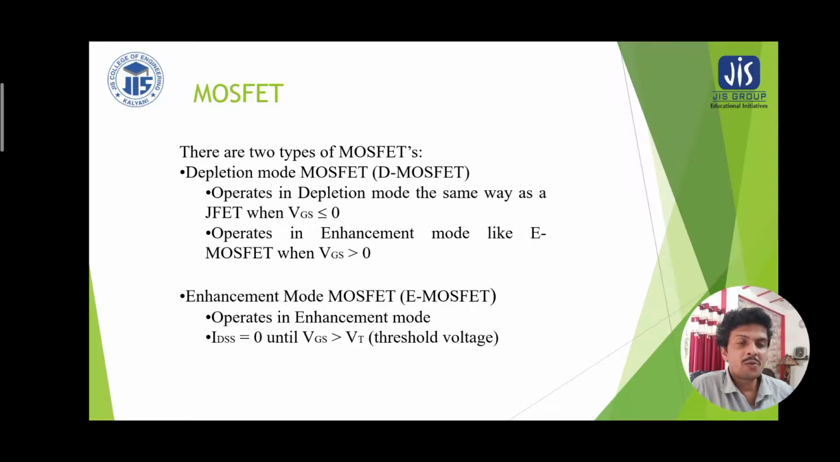When VGS is positive, what happens? The channel becomes wider because the depletion region almost vanishes; it becomes thinner and thinner. That is why the chances of flow of electrons, or the effective width of the channel, will increase under VGS greater than 0. Under enhancement mode, the MOSFET operates with IDS equal to 0 until VGS is greater than VT.